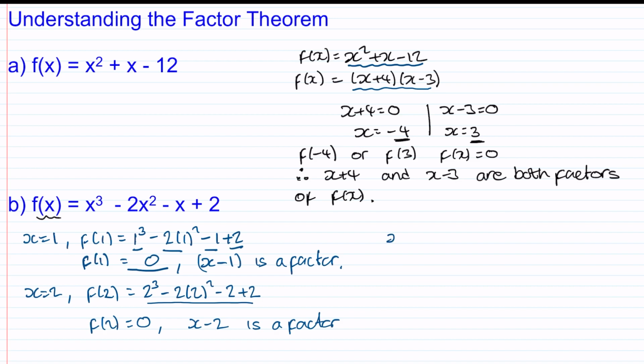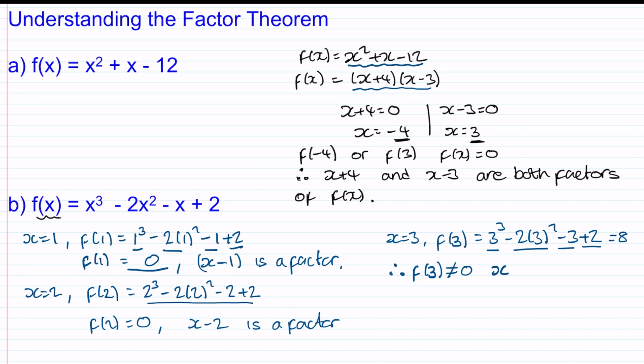So we'll try x equals 3. Again, this is f of 3, which works out as 3 cubed minus 2 lots of 3 squared minus 3 plus 2. 27 minus 18, take away 3 and add 2, is equal to 8. So therefore, because f of 3 does not equal 0, x minus 3 is not a factor.